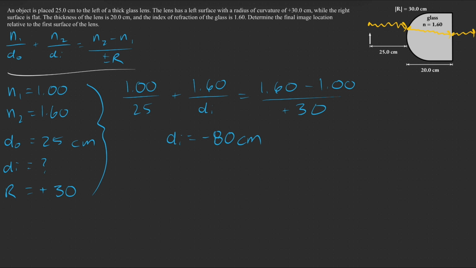Now, once again, we need to think, what does the negative mean? The negative means the image caused by the first refracting surface appeared 80 centimeters on the same side as the object was initially. So looking at our diagram up here, this means that our image appeared right here at 80 centimeters to the left of the refracting surface. So let's get rid of this.